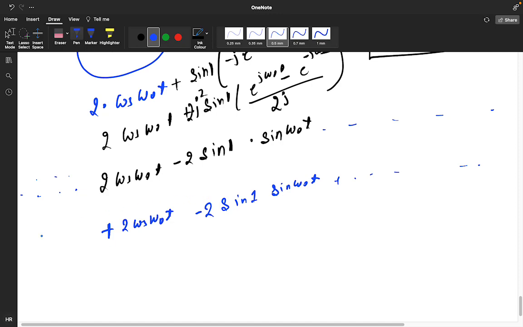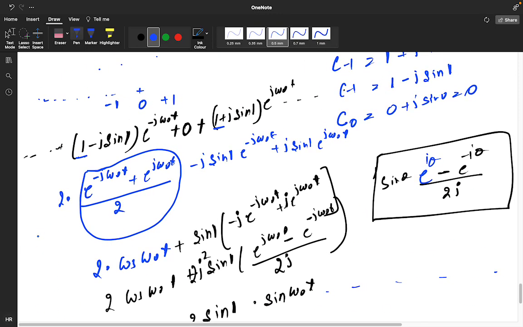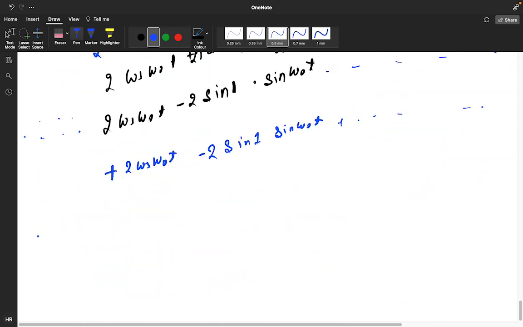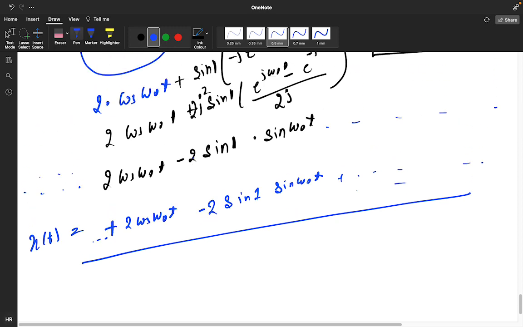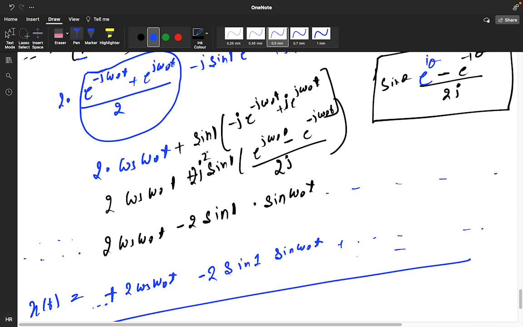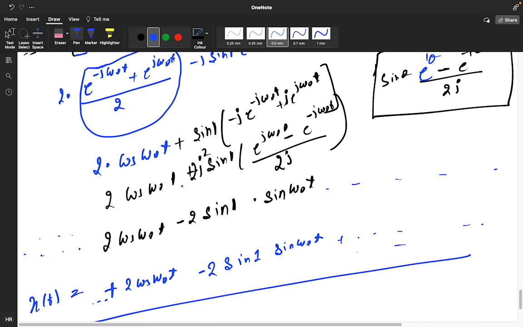So this is your what? This particular term is what? This is your overall x of t, right? In this overall x of t, you will get a j term. No, you won't get a j term. Why so? Because any way you put the values, you will convert this into the form of a cos omega naught t and sin omega naught t.